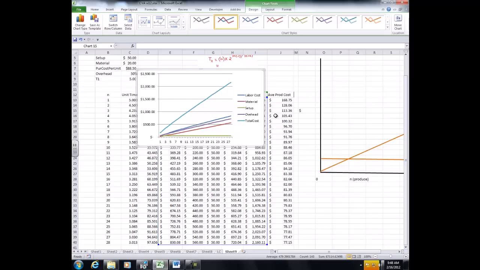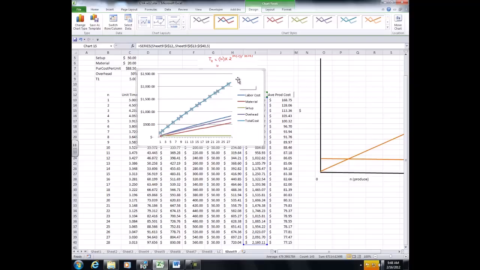And the green line is the setup cost. The red line is the material. The purple is overhead. And then the darker blue is labor cost. When you add all these together, you obtain the total cost, which is that.